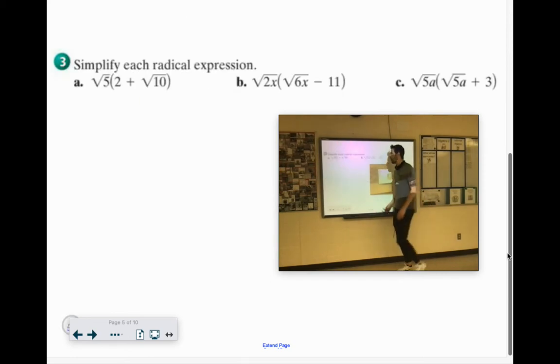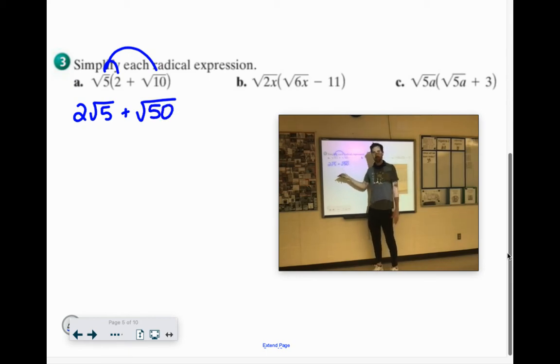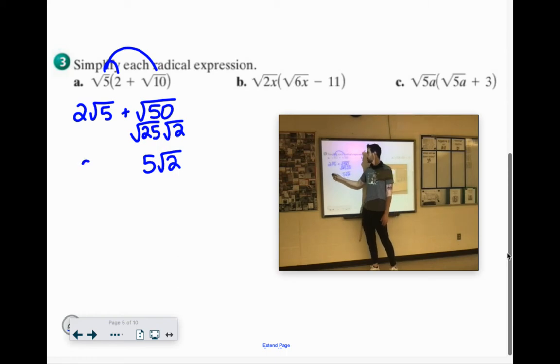All right, root 5 times 2 would be 2 root 5. Root 5 times root 10, they're both in the radicals, so we can multiply them. 5 times 10 is 50, so root 50. Now 50 has a perfect square. It's 25 times 2. Square root of 25 is 5. So we're left with 2 root 5 plus 5 root 2.